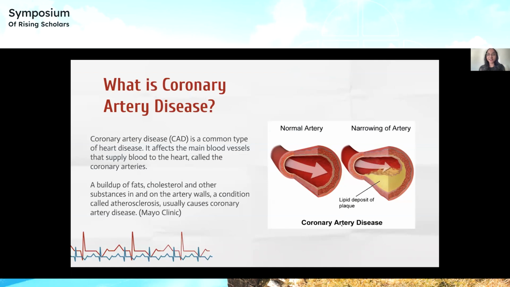So what is coronary artery disease? There are so many different types of heart diseases out there, including things like myocardial infarctions and so many more. But coronary artery disease specifically is a very common type of heart disease, and it affects the main blood vessels that supply blood to the heart, also called the coronary arteries. If you look at this image here, you can see that a normal artery is nice and wide and allows smooth blood flow, but then we have a narrowing of the artery with the lipid deposit of plaque, as you can see in this image. That lipid deposit of plaque is also called atherosclerosis, and it is made up of a buildup of fats and cholesterol. That is what inhibits the blood flow, which causes this disease.